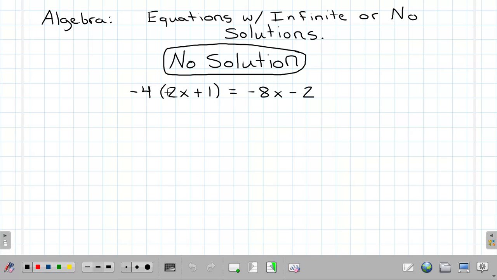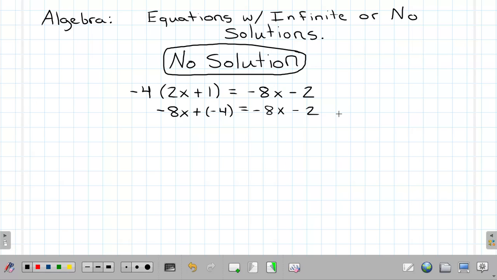Okay, so we see the parentheses, so that means we need to distribute that -4. So -4 times 2x gives me -8x, plus -4 times 1 gives me -4. And some people might see where this is kind of going. Okay, so we have -8x plus -4 after we distribute on the left-hand side. And that's equal to -8x minus 2, which is what we have on the right-hand side.